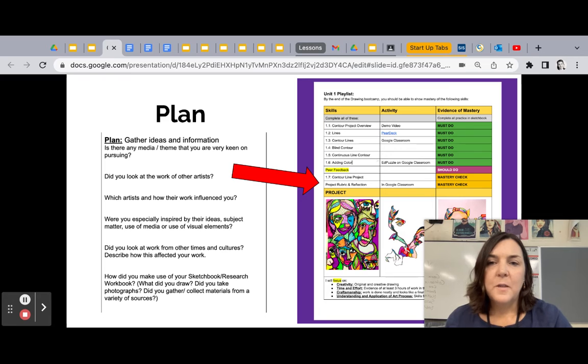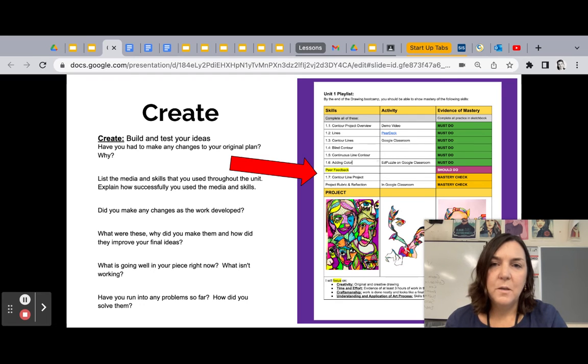The next category is plan, which means to gather ideas and information. Even though I will give you requirements and instructions for each art project, you will still need to take time to brainstorm and plan exactly what you want to do. You might plan by looking at the rubric, included in the unit guide, to make sure you understand the requirements. Or you might plan by researching other artists that use the same techniques that we're learning about in the unit. Take a look at the questions under Plan for examples of this.